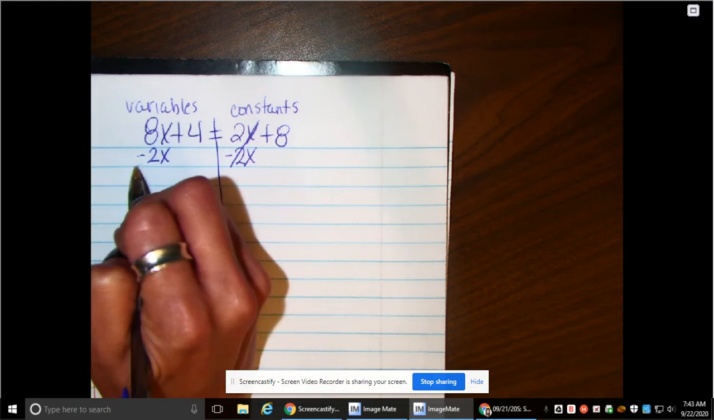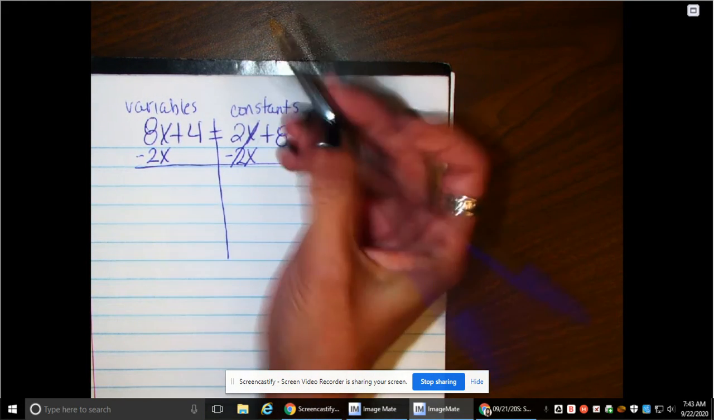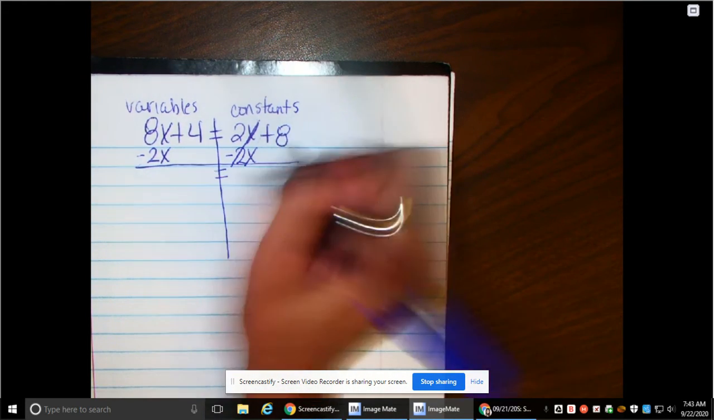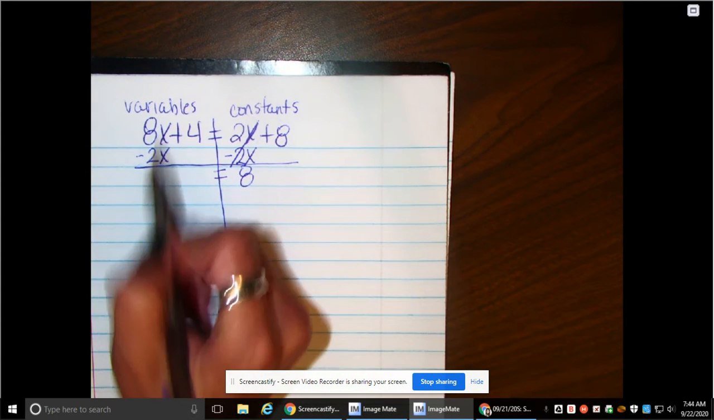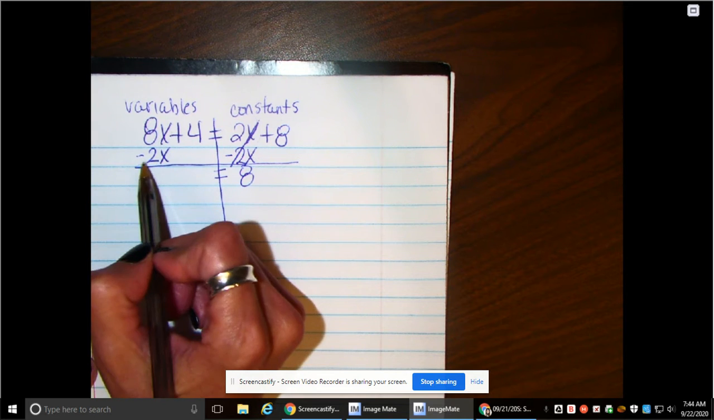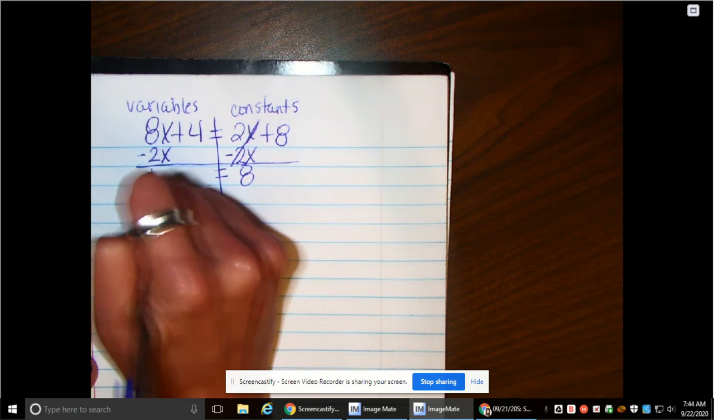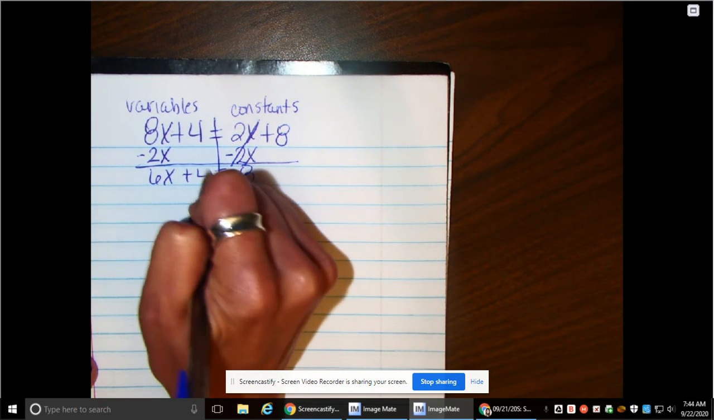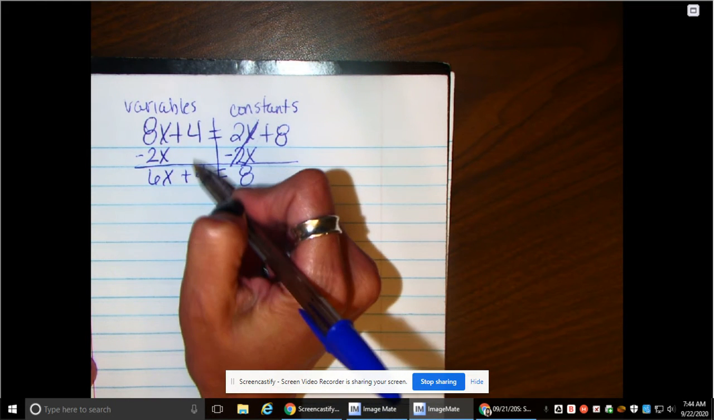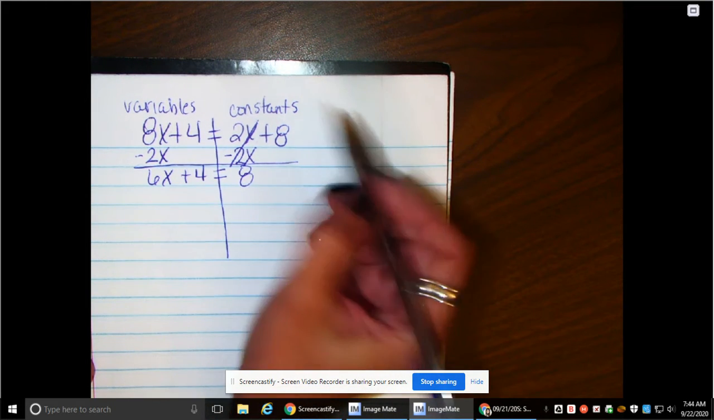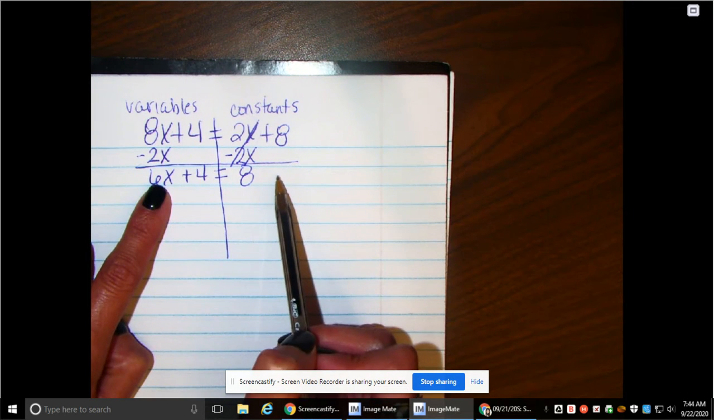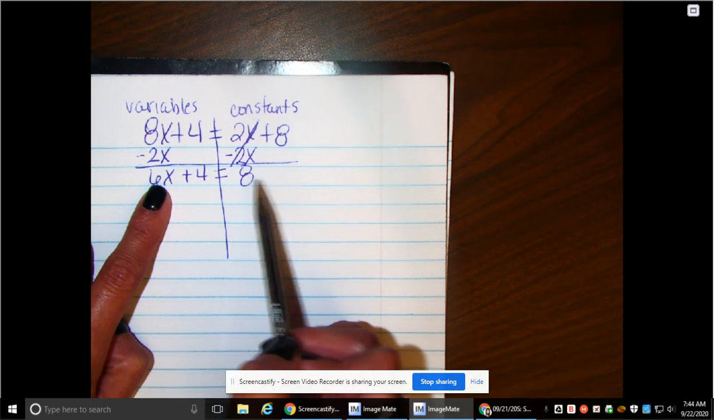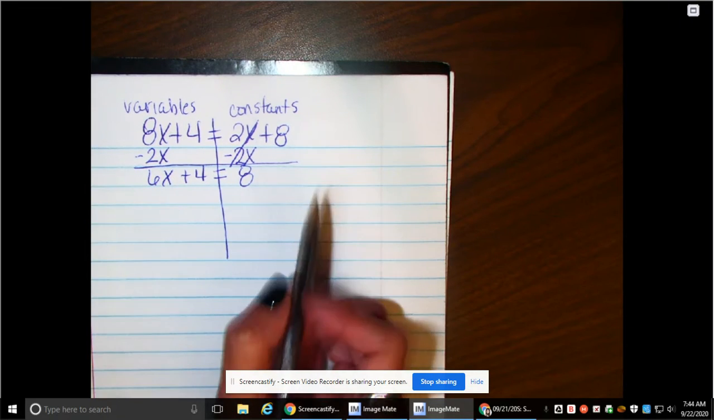You also have to do the same thing on the left side. On the right side, I only have this positive 8 left. On the left side, I'll combine 8x and negative 2x to get 6x plus 4. And all I did was bring down the 4. So now I have all my variables on the left side. There are none on the right side, but I have to move this positive 4 over.